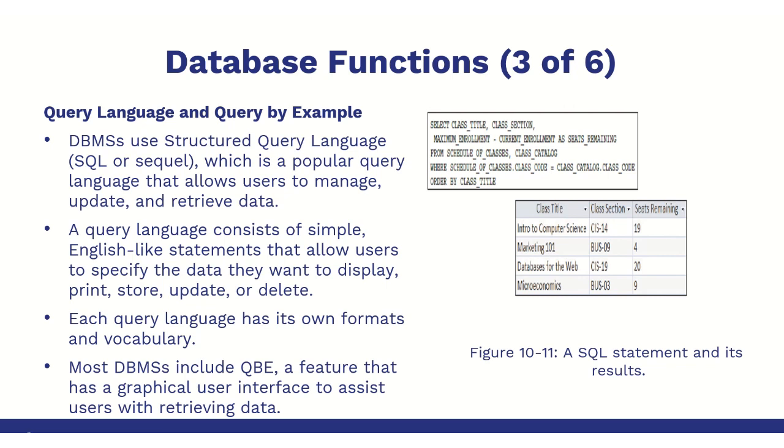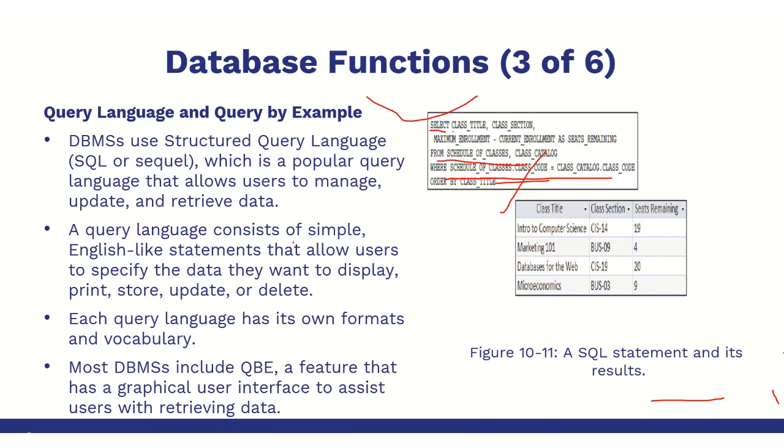In SQL, an example is given here on the right hand side. That's how a SQL query looks like. You see, it starts with the select, so you are retrieving some records. You can see the class title, class section, and there are different fields. And you say from whatever table, and you can establish the relationship, and then the filter is applied. And there is also an order by function along with that.